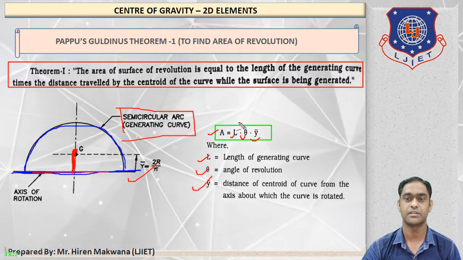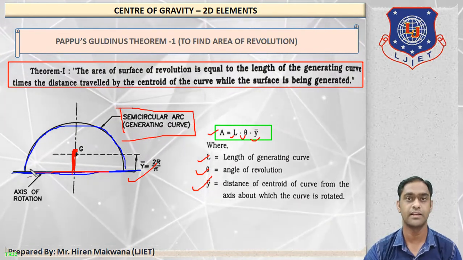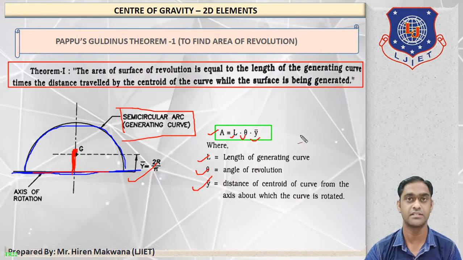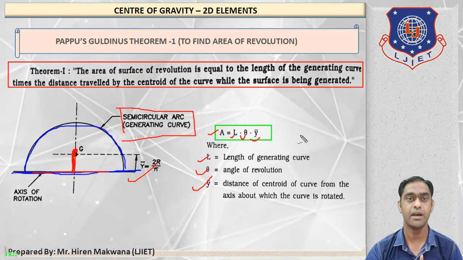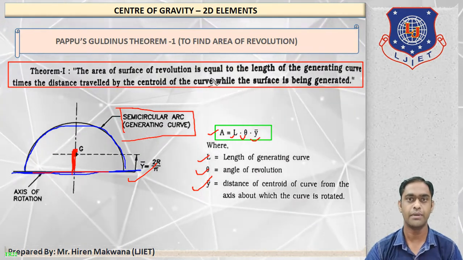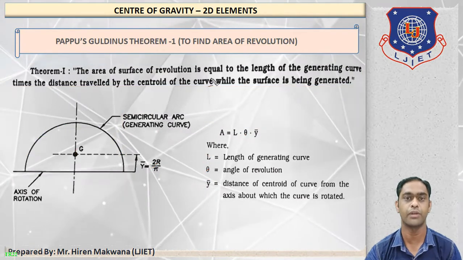Now think of all the values. What is L first? L means the length of the semicircular arc. What is the length of the semicircular arc? That is pi r. What is theta? 360. So taking in radians, it is 2 pi. What is y bar? So y bar is equal to 2r by pi as shown in the figure. Now replace all the values in the formula. Let us see what happened in the formula.